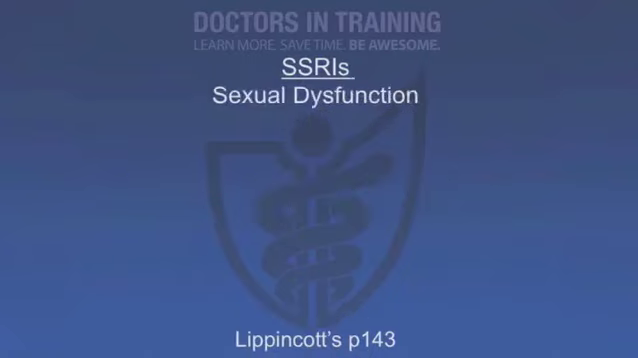Sexual dysfunction can be a side effect of SSRIs. Patients can complain of loss of libido, delayed ejaculation, and anorgasmia. These are often underreported side effects, mainly because patients are too embarrassed to tell their physician, and physicians often don't ask their patients about them.